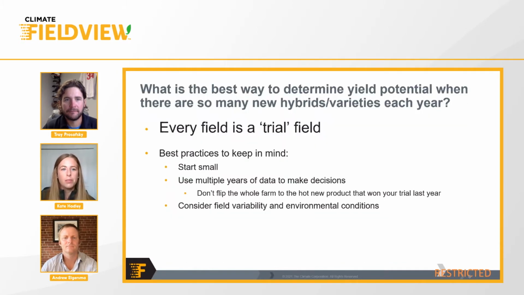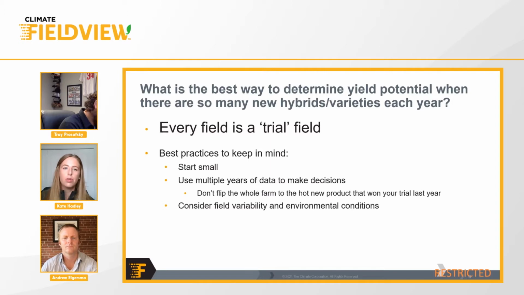A couple other best practices to keep in mind is use multiple years of data when possible. So this year in Western Canada, we have really droughty conditions, almost record-breaking drought. So our yields are going to be pretty low. In Eastern Canada, they had good rainfall, even bordering on excess moisture in some areas.